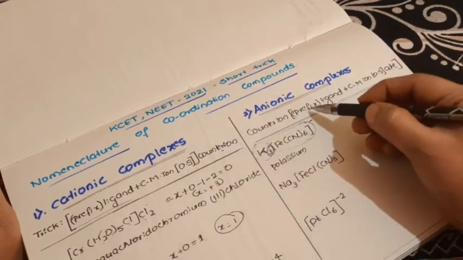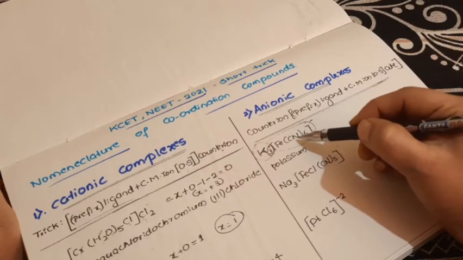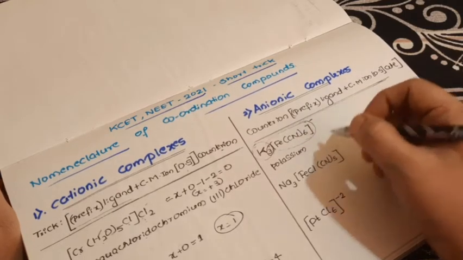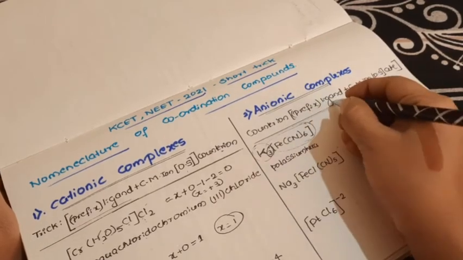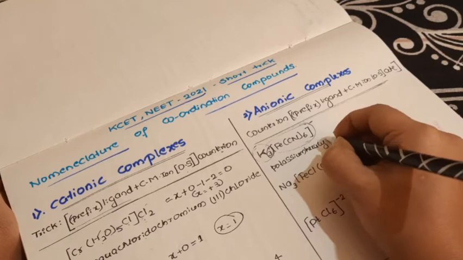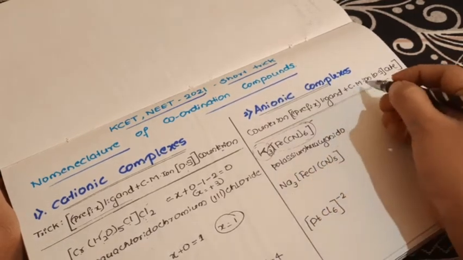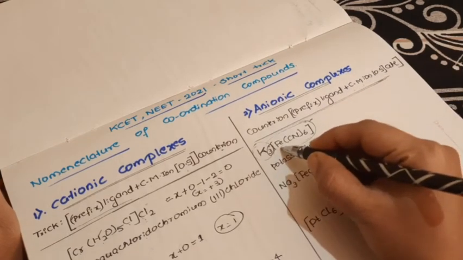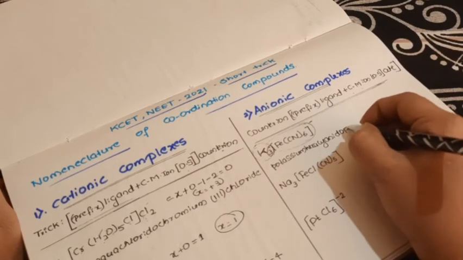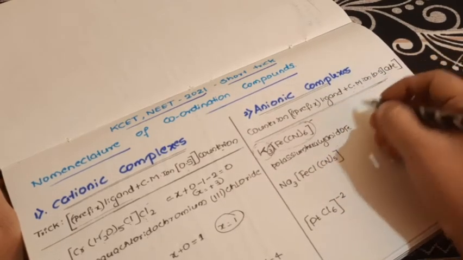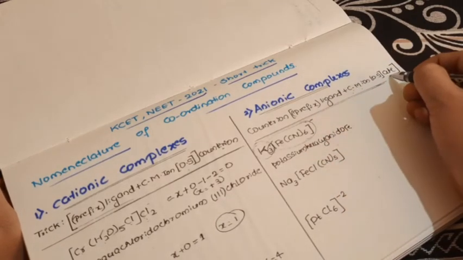After potassium, the prefix and ligand. How many ligands do we have? 6. Which ligand? Cyanido. 6 means hexa, that is its prefix. The ligand name is cyanido. After that, the central metal ion, we have Fe, which is iron, but see here, ferrate. So ferrous will turn into ferrate. You have to end it with -ate.